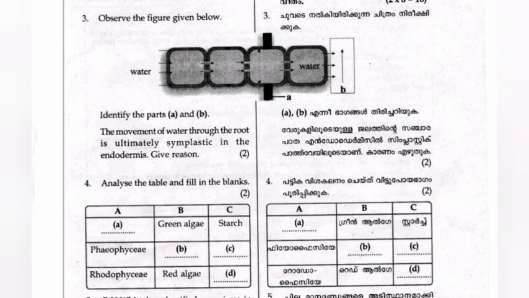4. Analyze the table and fill in the blanks. Answer: A. Chlorophyceae, B. Brown algae, C. Laminarin or mannitol, D. Floridean starch.